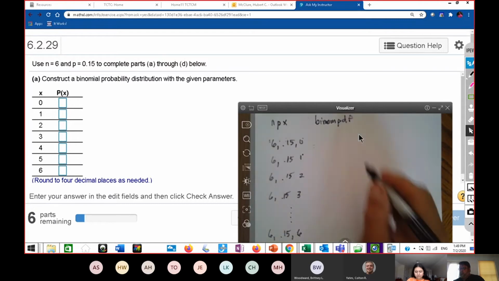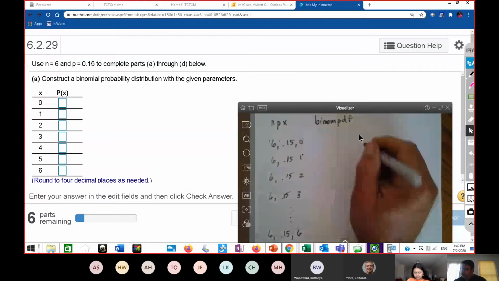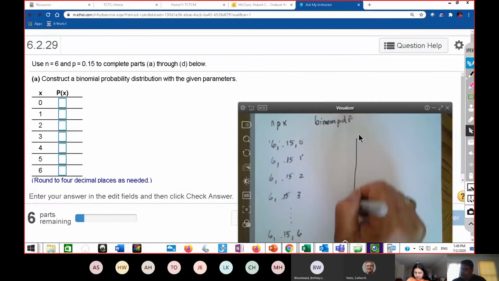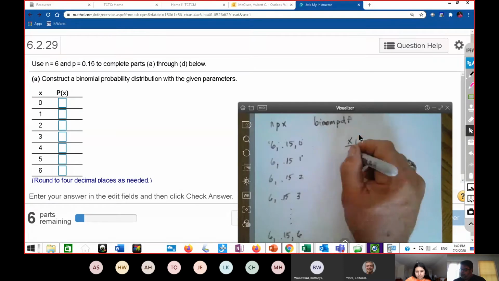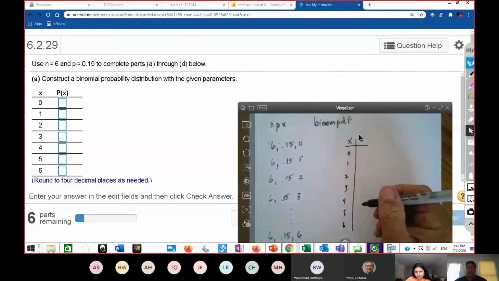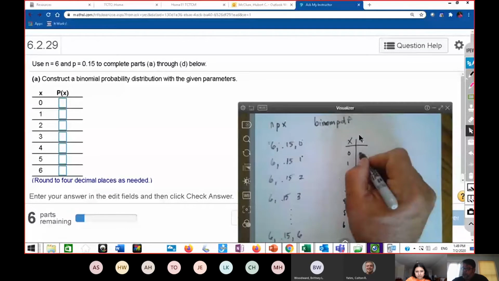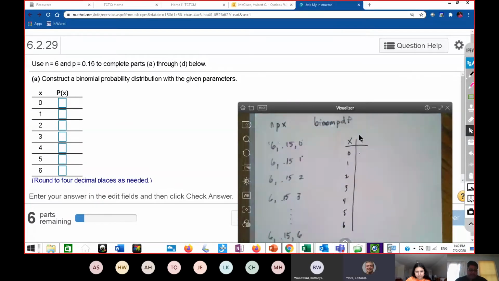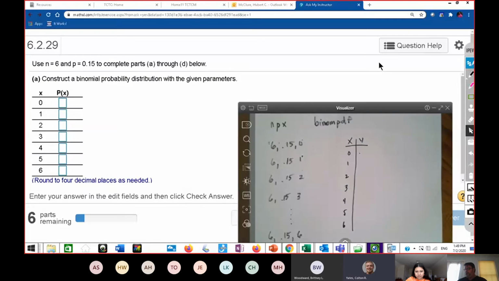All right, so I'm going to throw this dead marker away and draw me a handy dandy table. 0, 1, 2, 3, 4, 5, 6. And it says round to 4 decimal places. So somebody give them to me. What's 0? Okay, I'll do it. Give me 1 second. I was finishing up that last one.